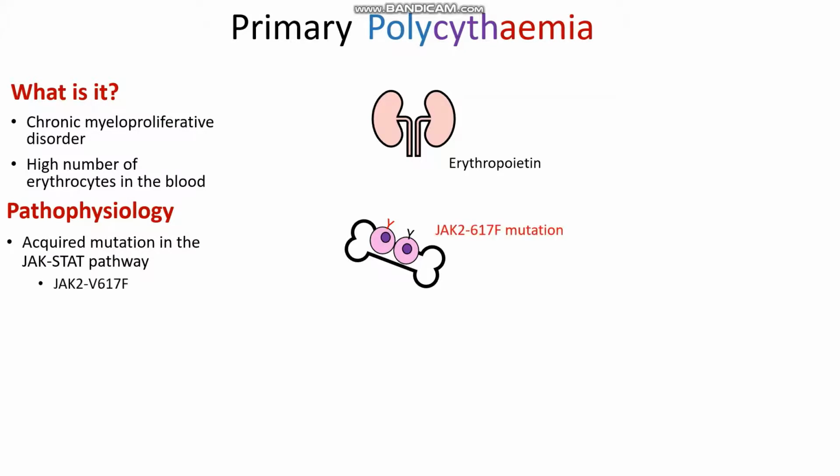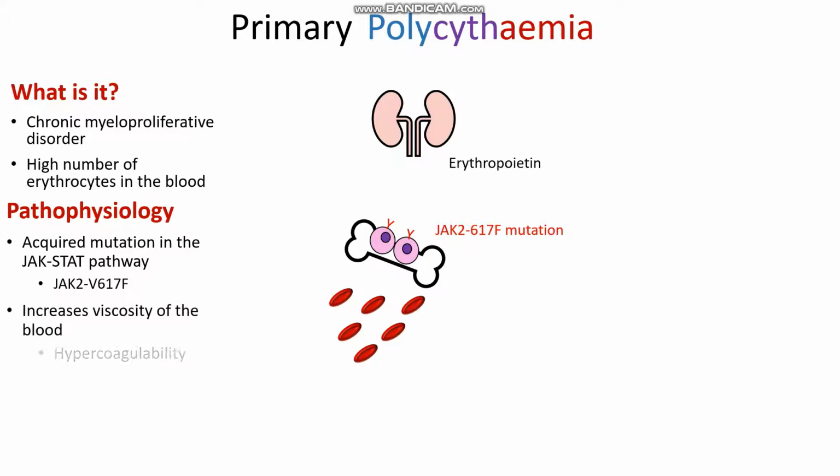Specifically, it's a mutation to the JAK2 V617F gene. When this gene gets mutated, what it essentially means is that the JAK-STAT pathway is always turned on, regardless of whether or not erythropoietin is present. And as such, our hematopoietic stem cells constantly and haphazardly turn out red blood cells that we don't need, increasing the viscosity of our blood and leaving us in a hypercoagulable state.